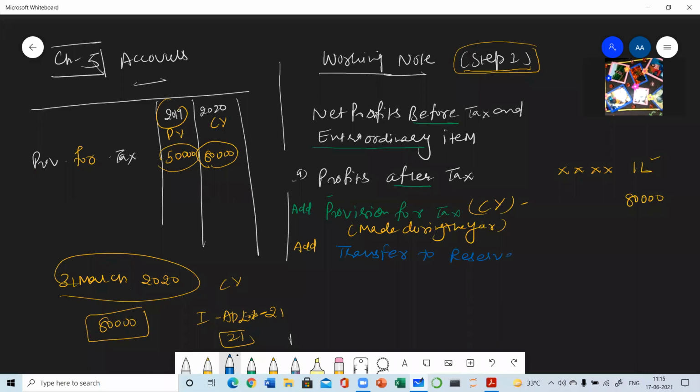Now, how will you be able to know what the transfer to reserves is? Then again, you will go back to the balance sheet which will be given in the question. Suppose in this balance sheet, reserves are given, and the amount is 1 lakh and here the amount is 2 lakh. So it means in the previous year we had reserves of 1 lakh and in the current year the balance in reserves has become 2 lakh, or suppose 3 lakh.